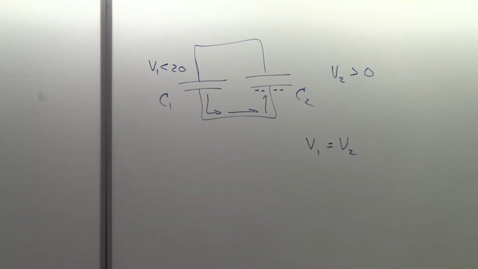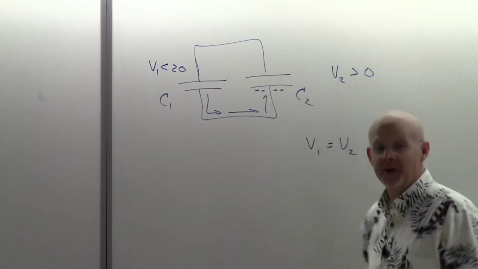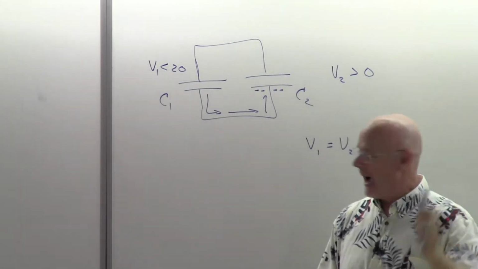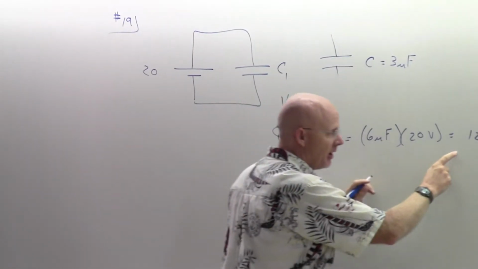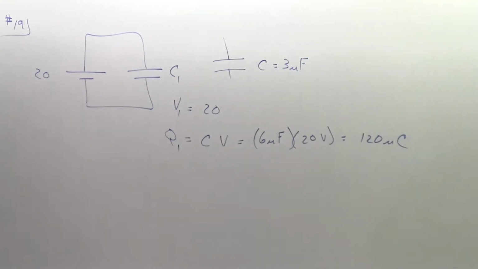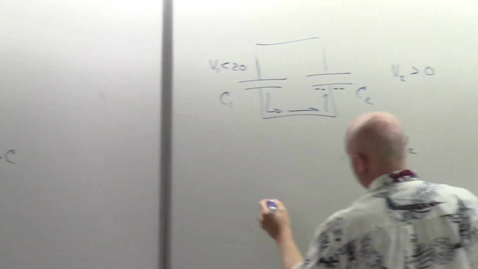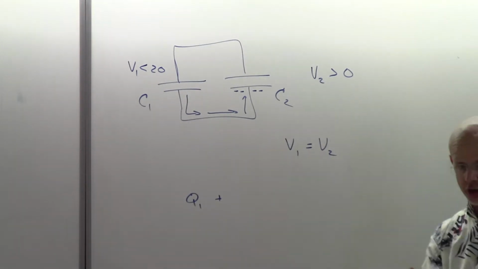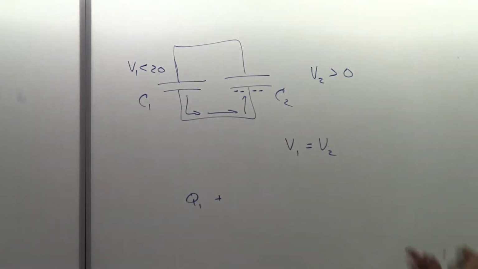So how am I going to approach this? The amount of charge. Conservation of charge, right? I know that back here in this beginning part, I put 120 microcoulombs on there. And so as some charge comes off, I am left with only a little bit of charge on C1, or a lot, I'm not sure. But where did it go?